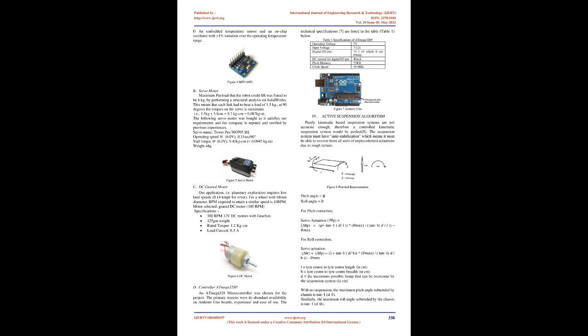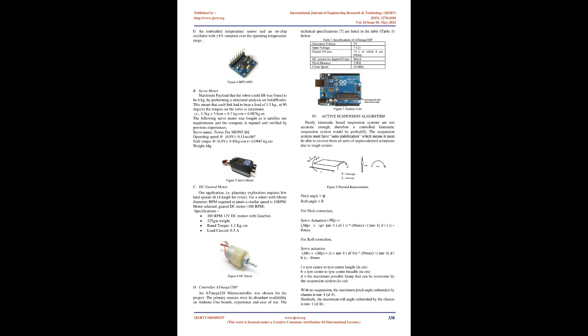structural analysis on SolidWorks. This meant that each link had to bear a load of 1.5 kilograms, and at 90 degrees the torque on the servo is maximum, i.e., 1.5 kilograms x 5.8 centimeters equals 8.7 kgcm equals 0.087 kgm.